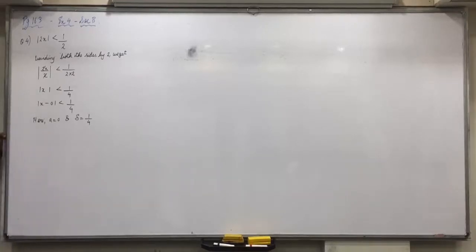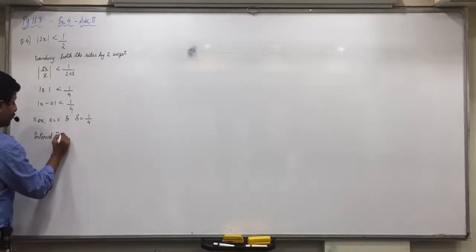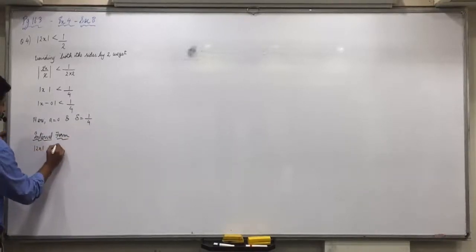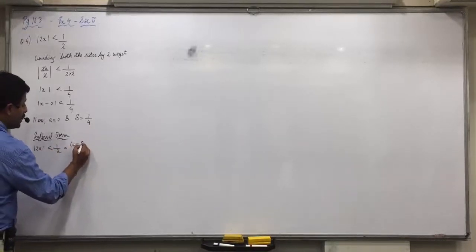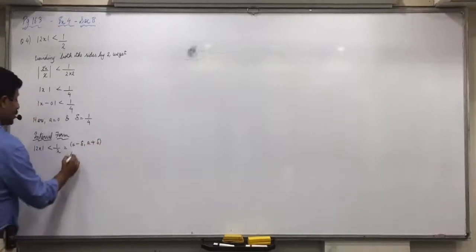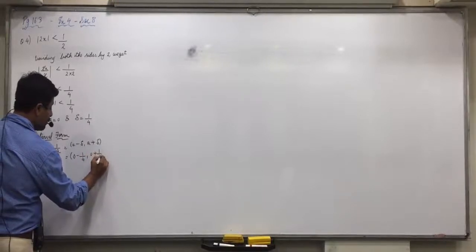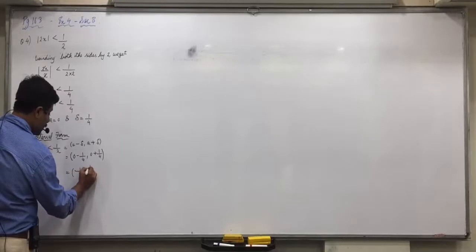Now which form is asked? Interval form is asked. So in interval form you will say: modulus 2x less than 1 by 2 equals a minus delta, a plus delta, which is 0 minus 1 by 4, 0 plus 1 by 4, so minus 1 by 4 and 1 by 4.